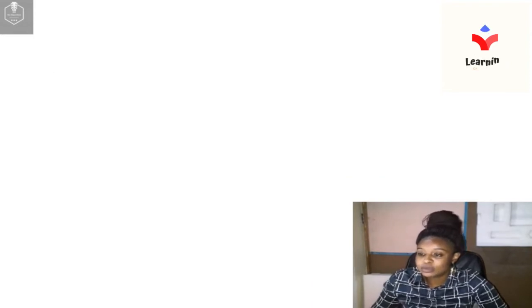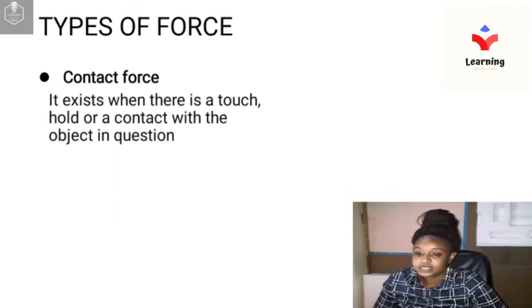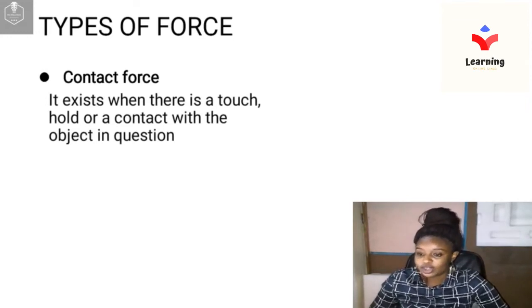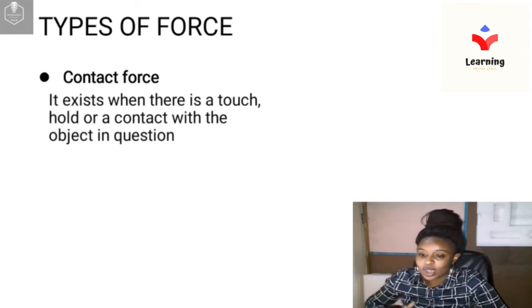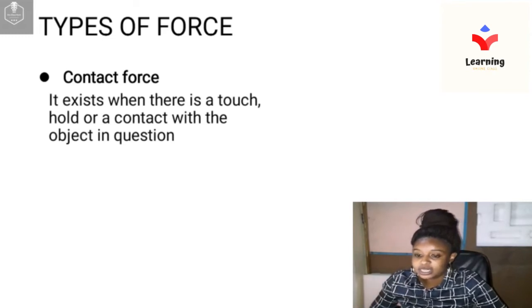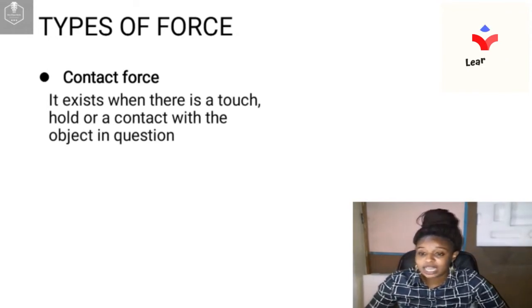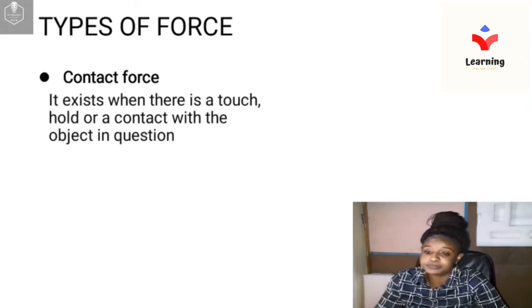We have two types of force. The first one, we have contact force. What is this contact force that we are talking about? This force exists when there is a touch or hold or a contact with the object in question. That is, when you touch an object, or when you hold it, or when you are in contact with it, the object will change from its previous direction. So the type of force that you apply when you hold or touch an object for it to change position is known as the contact force.